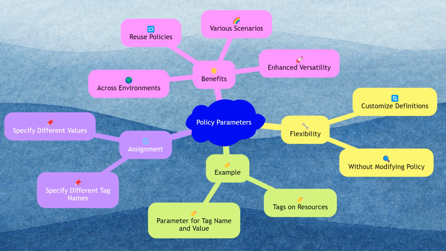Policy parameters provide flexibility by allowing you to customize policy definitions without modifying the policy itself. For example, a policy requiring tags on resources can have a parameter for the tag name and value. When assigning the policy, you can specify different tag names and values for different scopes. This makes it easier to reuse policies across different environments and scenarios, enhancing their versatility.